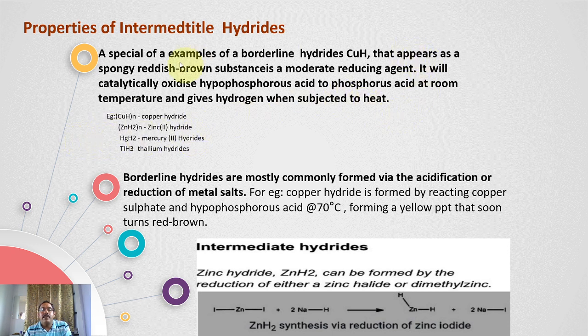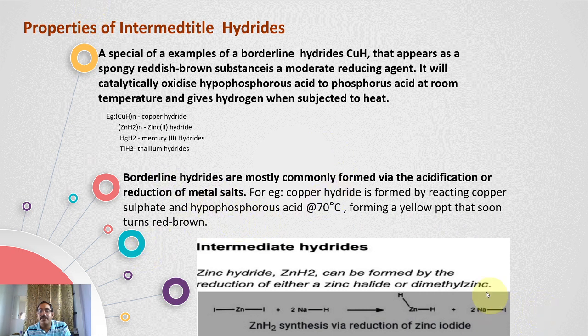Cuprous hydride appears as a spongy reddish-brown substance, and it is also a moderate reducing agent. Also, we can form it mostly via the acidification or reduction of metallic salts. For example, copper hydride is formed by reacting copper sulfate with hypophosphorous acid at 70 degrees centigrade, giving a low precipitate that soon turns red-brown. So this is also a preparation.